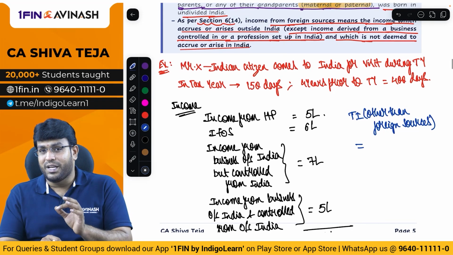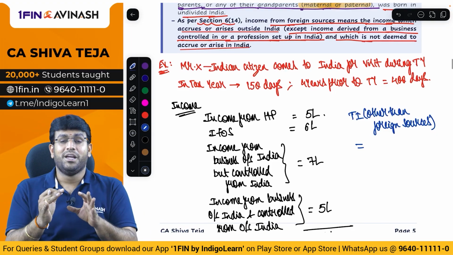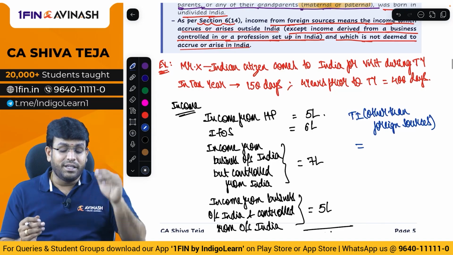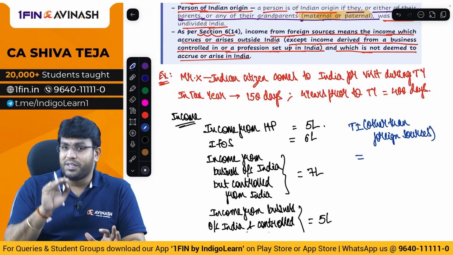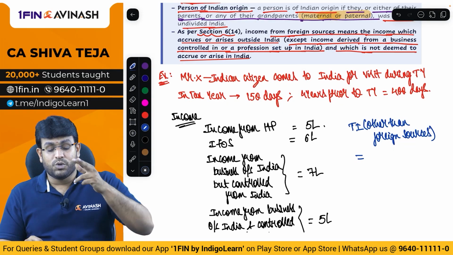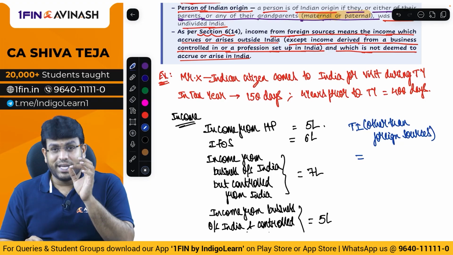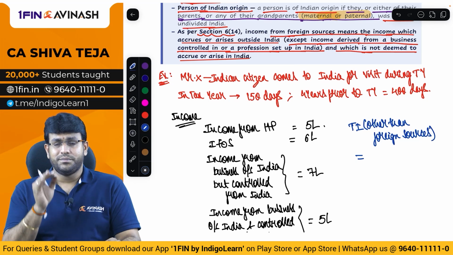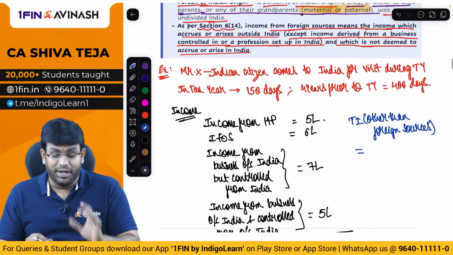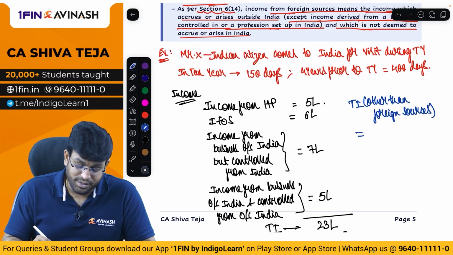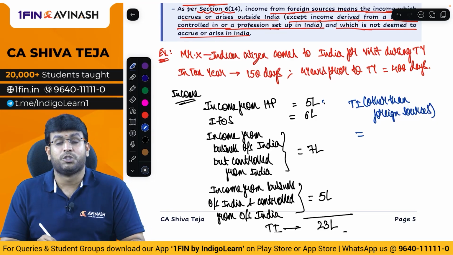If that is more than 15 lakh rupees, then the special case of 120 days and 365 days will come into picture. And income from foreign sources means income which accrues or arises outside India and which is not deemed to arise in India. But income from foreign source excludes what? They clearly wrote the word except. Except income from business controlled in or profession set up in India. So foreign sources does not cover income from business which is controlled from India.